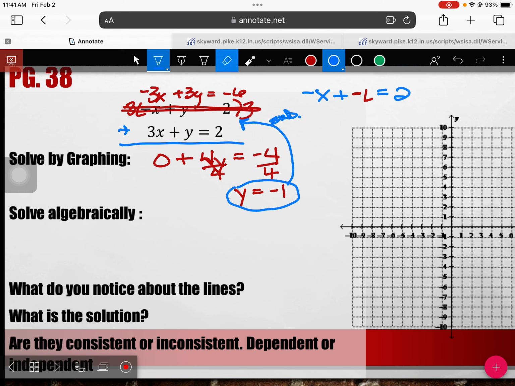Equals 2. And this is a 1. Erase. Come on. Oh, I just erased the whole thing. So to solve for x, add 1, add 1. So if -x is equal to 3, x must be equal to -3. Divide by -1, divide by -1. X is -3.